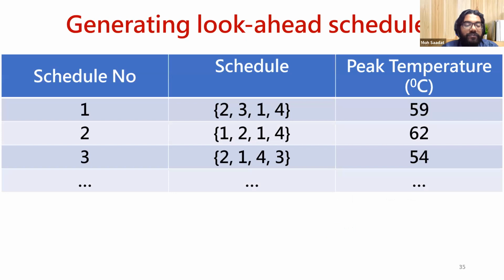The online estimation of the thermal profile helps Aquila to estimate the peak temperature that would be reached by each combination of antenna schedule. Aquila executes just that task, generating a list of look-ahead schedules with the respective peak temperatures. For instance, in a system with 4 slots, this is a likely list of look-ahead schedules.